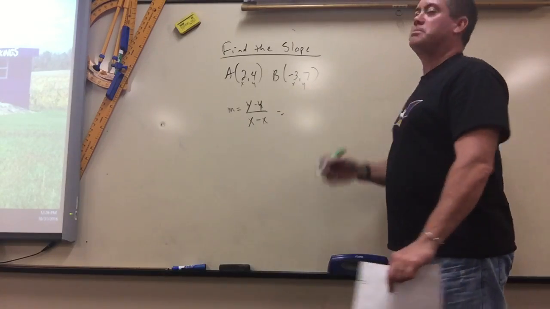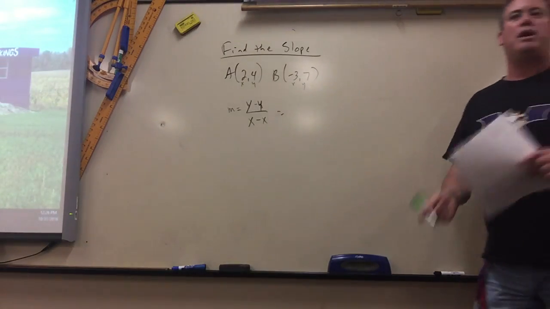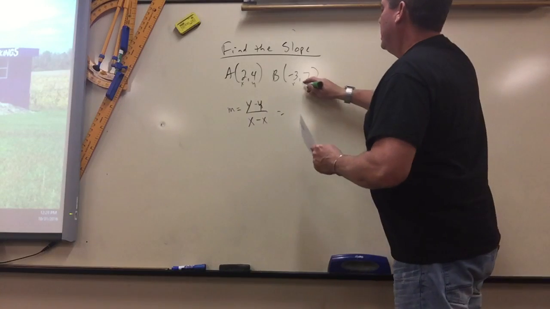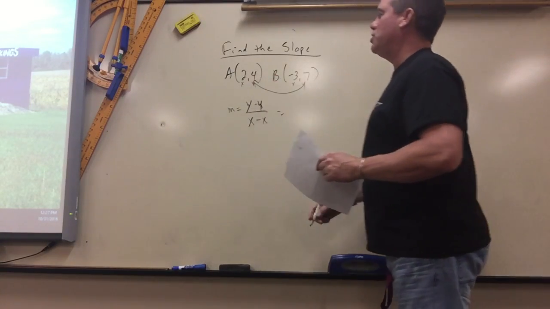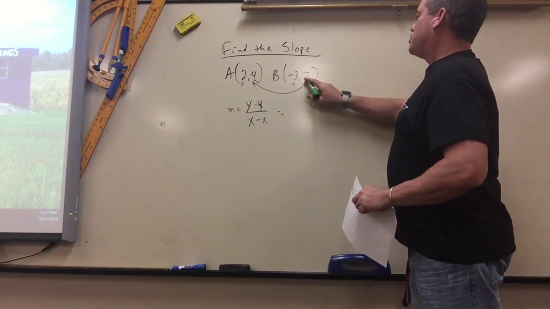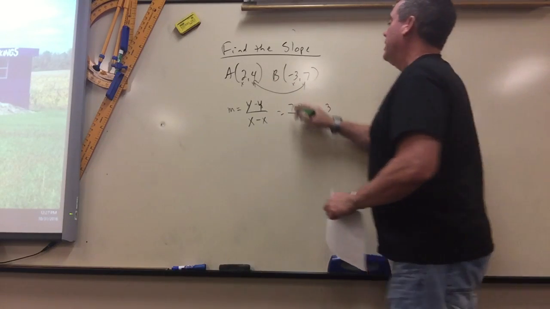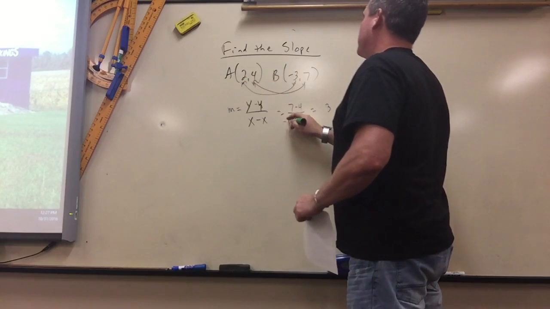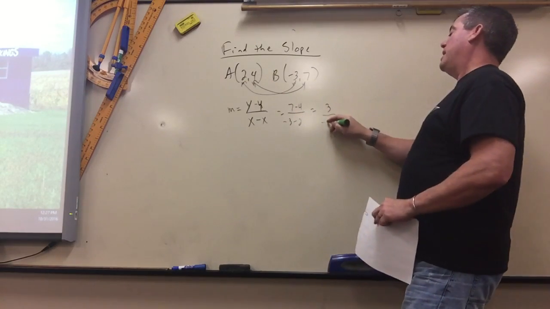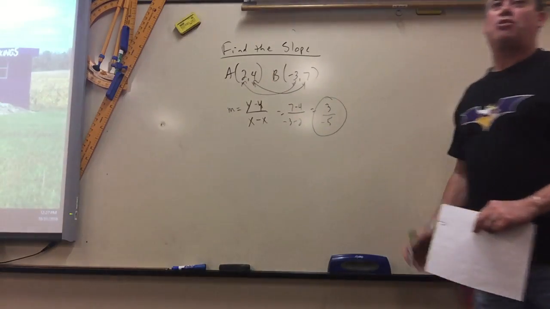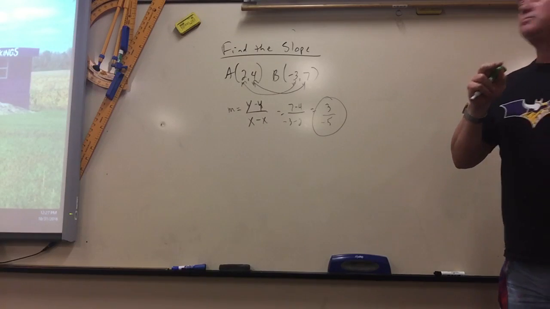So the slope, when you subtract, it doesn't matter which y you start with. I'm going to subtract this way, but you could do it backwards. So 7 take away 4 would be 3. 3. And then x minus x is negative 5. So make sure you do the y's on top.